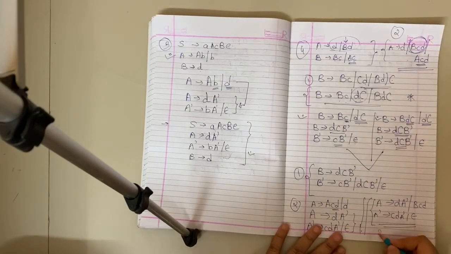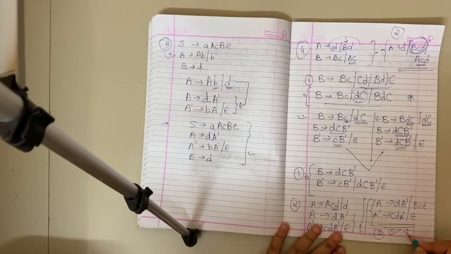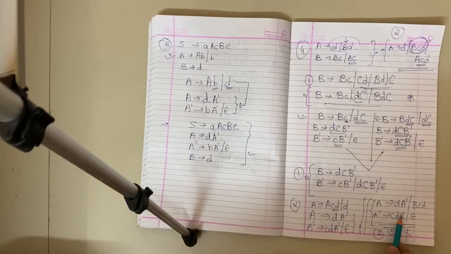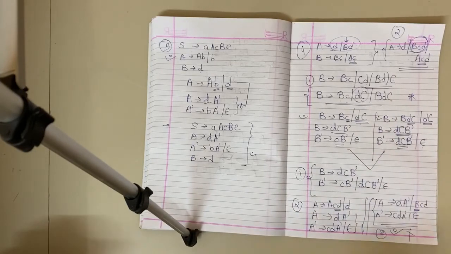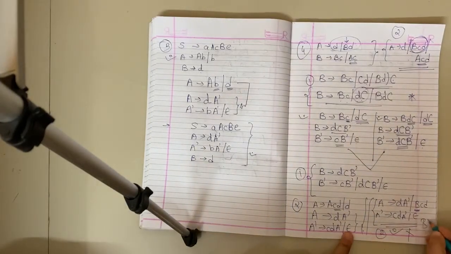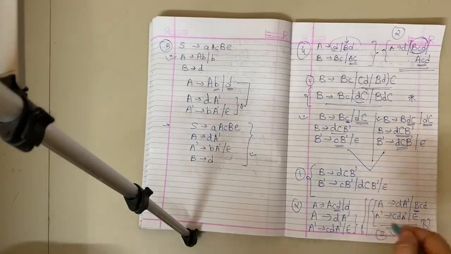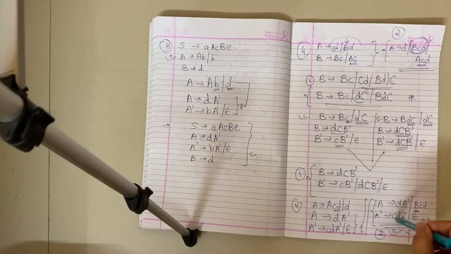What is the disadvantage of picking up this approach? Why should we not be picking up this approach? If you use this approach, you end up having capital B over here in the rule, and you don't have any rule that defines what capital B is. So this is the bottleneck, and hence approach 2 should be avoided.